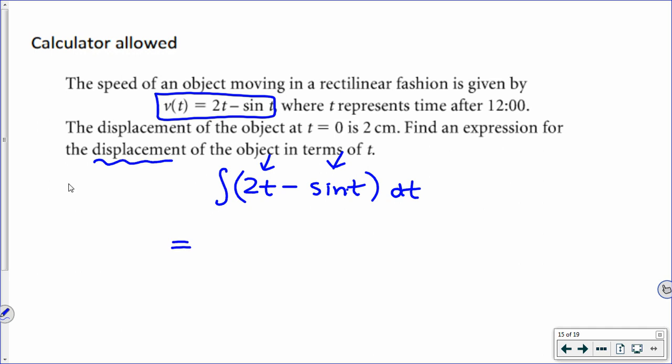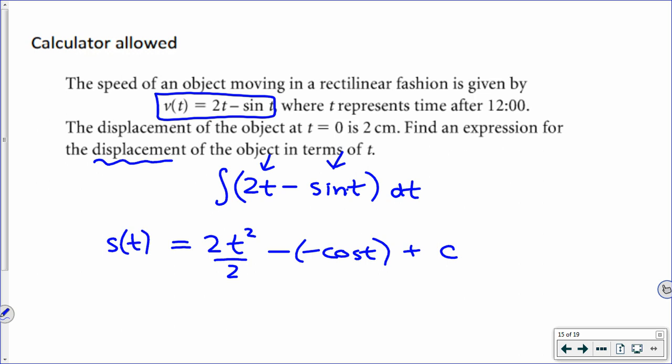So the antiderivative of 2t means keep the 2. Any coefficient is just going to stay in your integral. And then t, you increase the power by 1 and you put it over the new power. We'll clean that up in a minute. And then minus sine t, we're going to keep the minus sign like a coefficient. And the antiderivative of sine is negative cosine. And then don't forget, when you're doing a general antiderivative or general integral, you're going to put a plus c at the end. So this is our function for s of t, the displacement, right? When we integrate velocity, we get displacement.